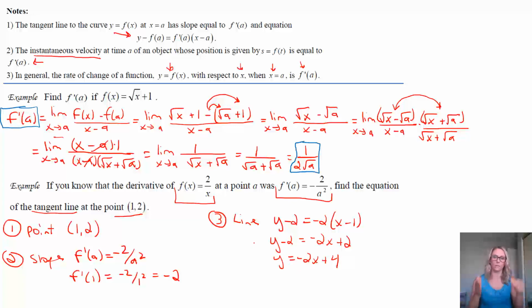Since the question is to find the equation of the tangent line, we have now found it. If you were to graph 2 over x, and look at the point (1, 2), and graph the line tangent at (1, 2), the equation of that line is negative 2x plus 4. And that is section 2.1.